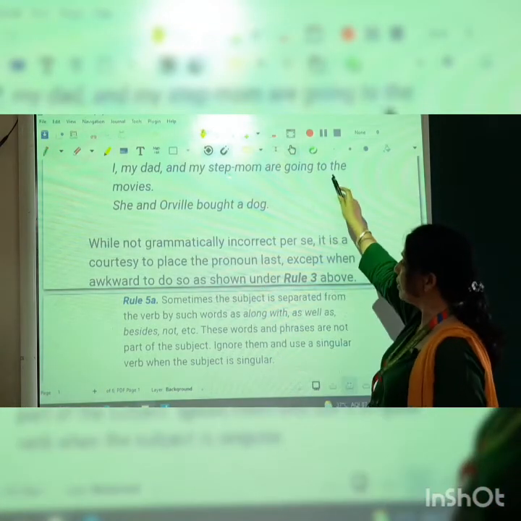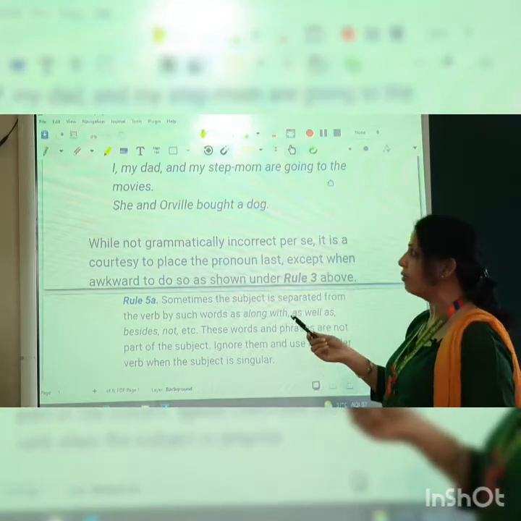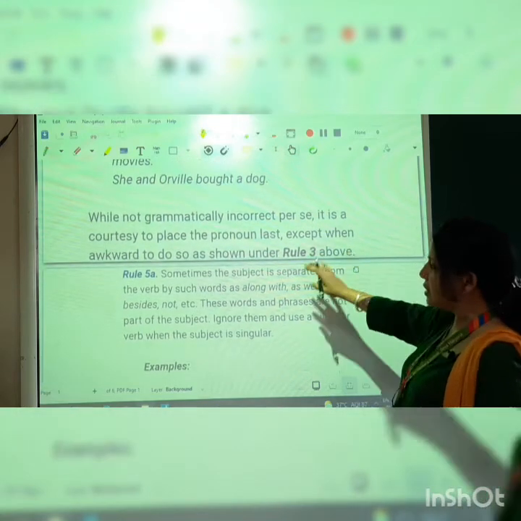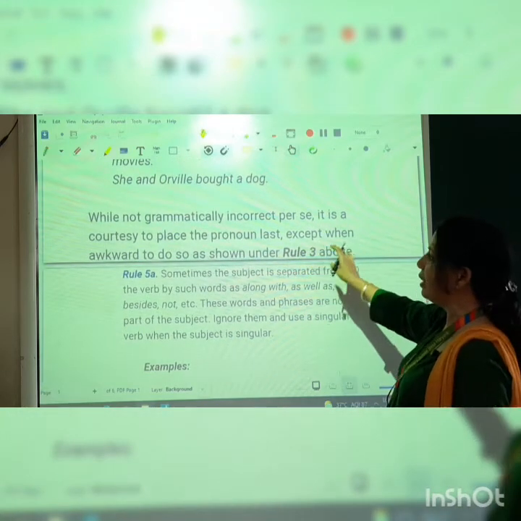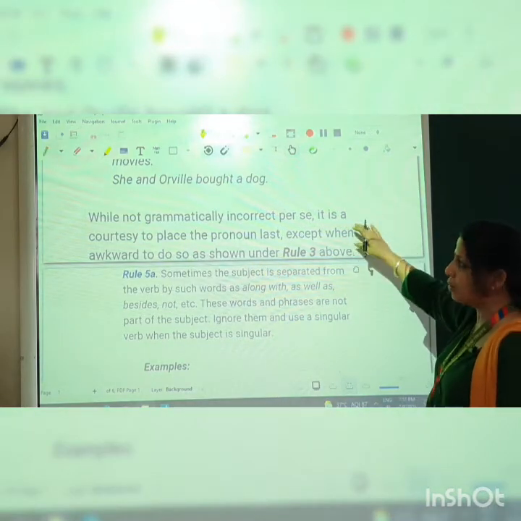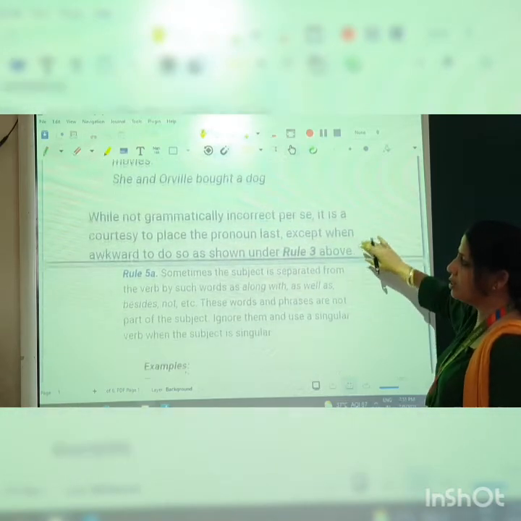So this is also grammatically correct, but it just looks awkward when we speak that way. While not grammatically incorrect per se, it is a courtesy to place the pronoun last, except when awkward to do so, as shown under rule number 3 above. We just discussed rule number 3 about neither-nor, so we can change it.